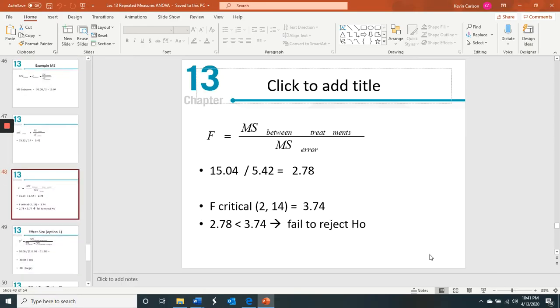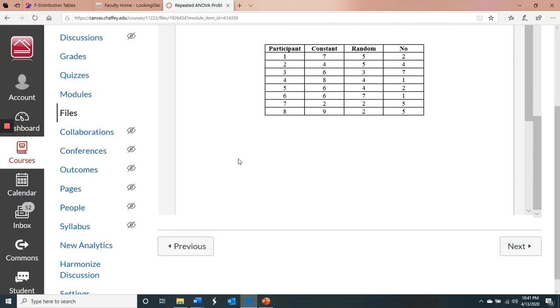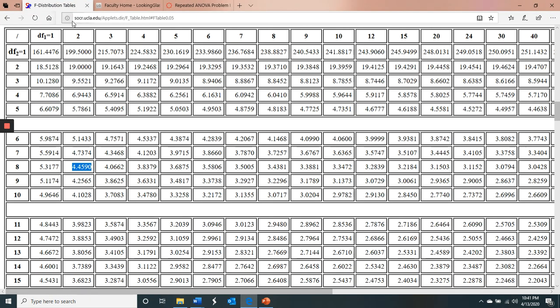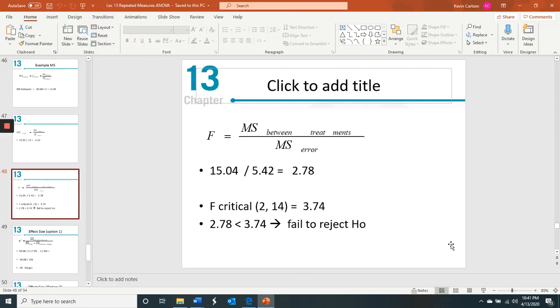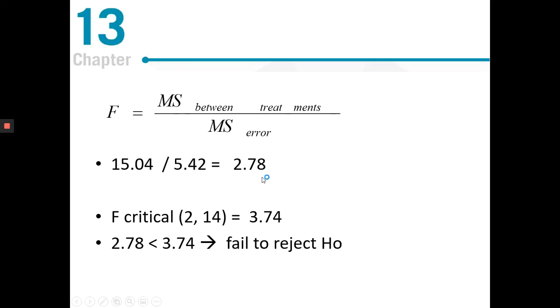And so I go to the table, it's 2 and 14. 2 for the column, 14 for the row, and so we have 3.7389. So I'm going to round that up to 3.74. And we don't make it. So our F that we calculated is lower, so we failed to reject.